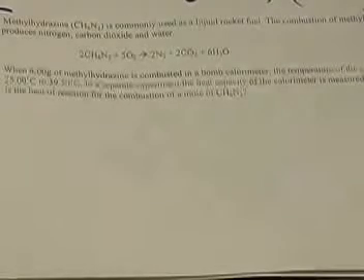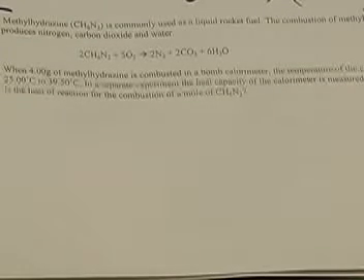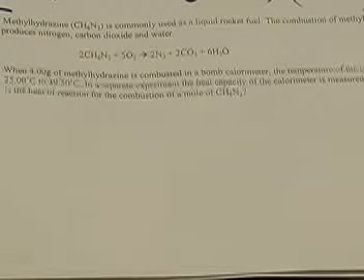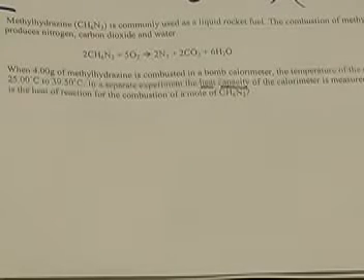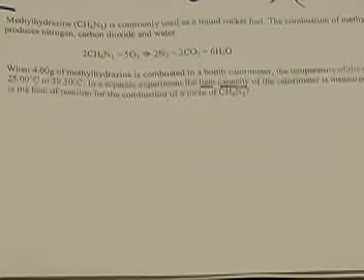Then it says when 4 grams of methylhydrazine is combusted in a bomb calorimeter, the temperature of the calorimeter increases. In a separate experiment, the heat capacity of the calorimeter is measured to be 7.794 kilojoules per degree Celsius. What is the heat of reaction for the combustion of 1 mole of methylhydrazine?